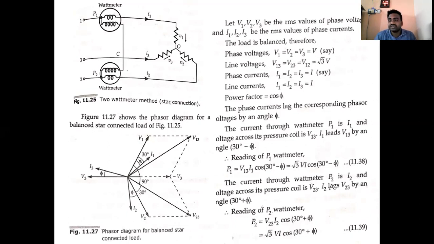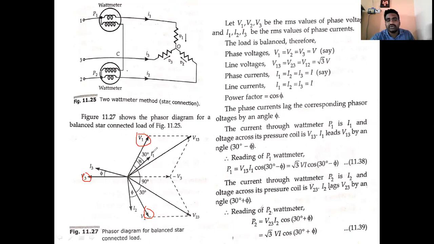A phasor diagram is a pictorial representation of the behavior of voltage and currents. It defines the phase angles and the power parameters. In this phasor diagram, I will annotate the terms. This is V1, this is V2, and this is V3. V1, V2, V3 are nothing but the RMS phase voltages.